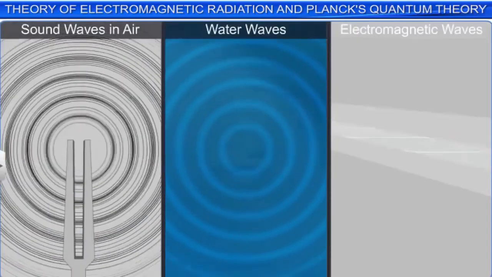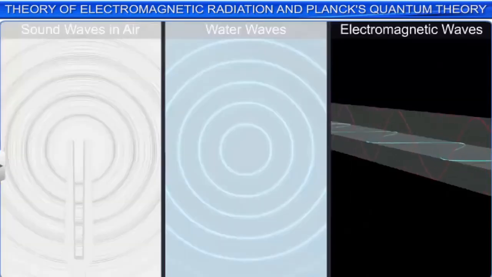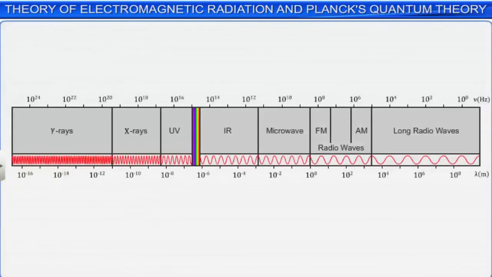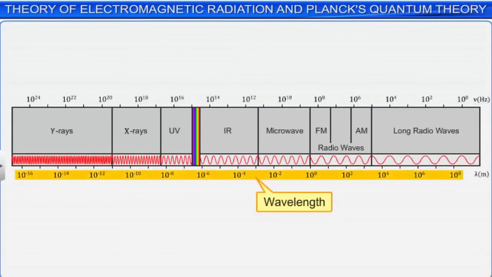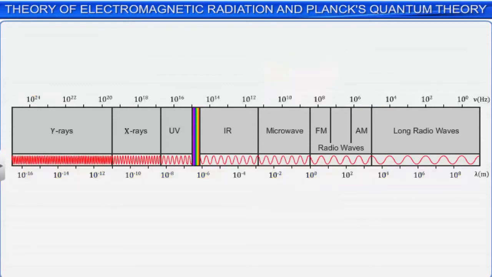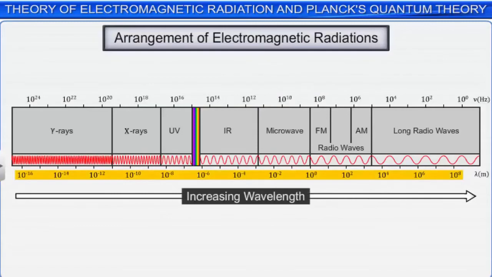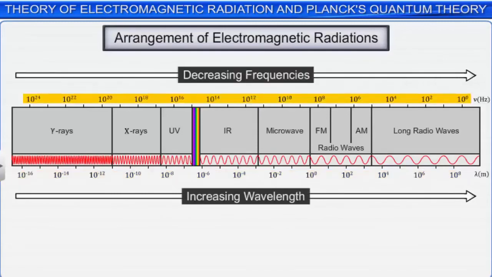Unlike sound or water waves that require a medium for propagation, electromagnetic waves can move in vacuum at the velocity of light, that is, 3 × 10^8 meters per second. All electromagnetic radiations travel with the same velocity but differ from one another in wavelength and therefore in frequency. Let us have a look at the arrangement of different electromagnetic radiations in increasing order of their wavelengths or in decreasing order of their frequencies.